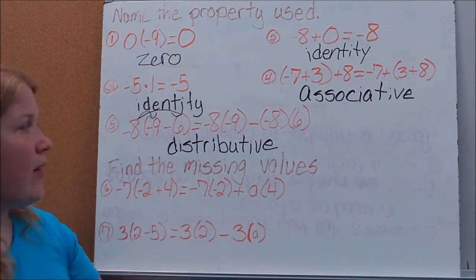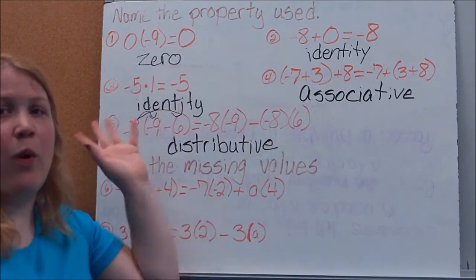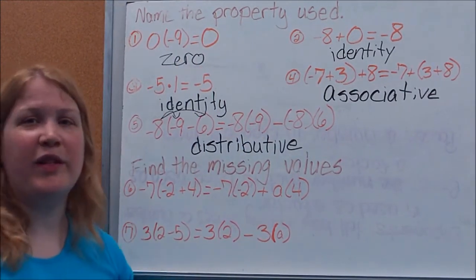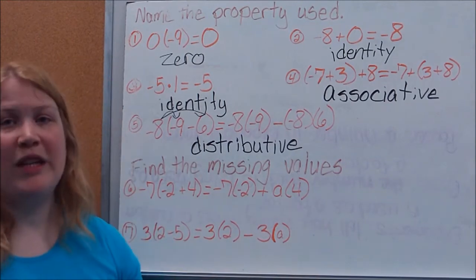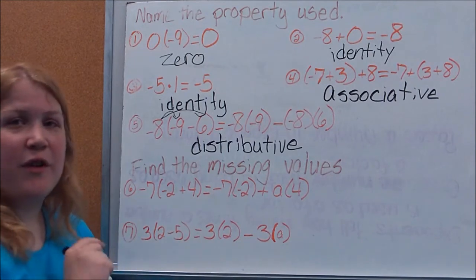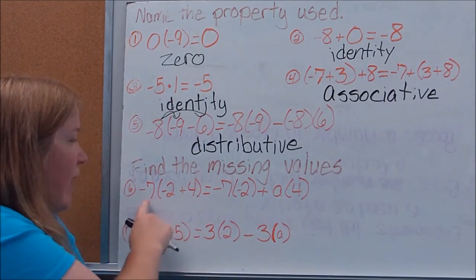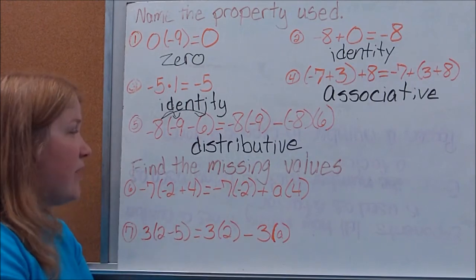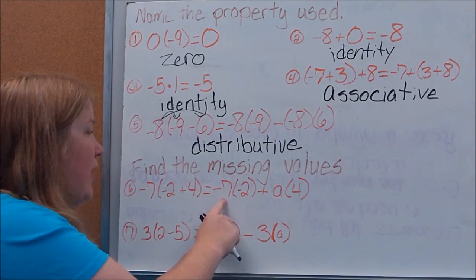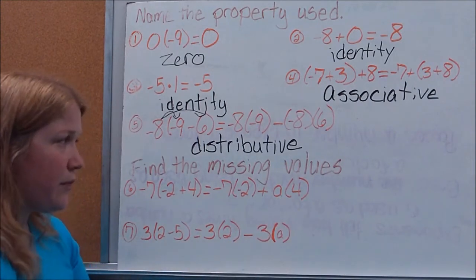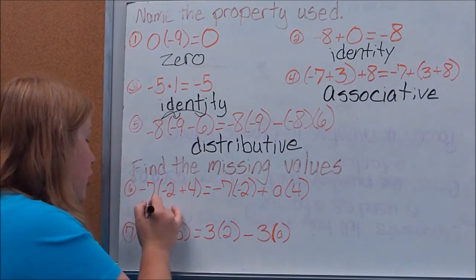All right, the next thing I want to look at, this is just identifying what property we talked about. Down here, these ones, I want to talk about how are we going to find a missing value. Well, we need to know our properties in order for this to work. So if we look here, first let's figure out what property we're using. I have a multiplication problem. I'm multiplying 7 times the sum of -2 and 4. Over here, I've got 7 times -2 and a times 4. So if you look, this is the distributive property.